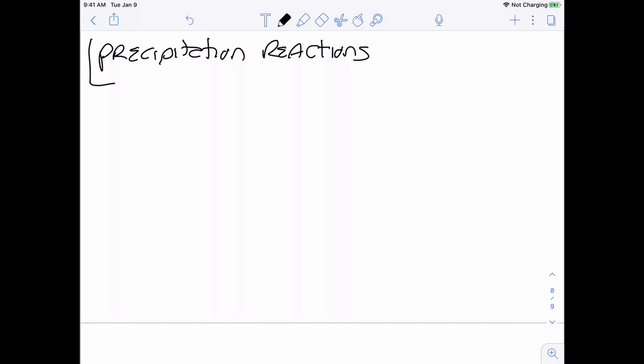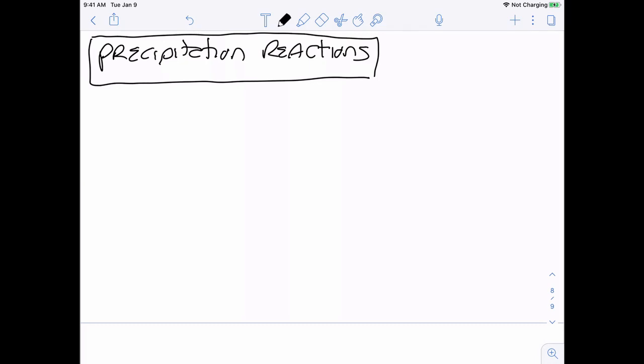In this video, we're going to start talking about precipitation reactions. Precipitation reactions are going to be a type of double replacement reaction. Remember, double replacement reactions were reactions where we're swapping partners, right? I have two ionic compounds in this case, and the cation of one is going to bond to the anion of the other, and then vice versa.